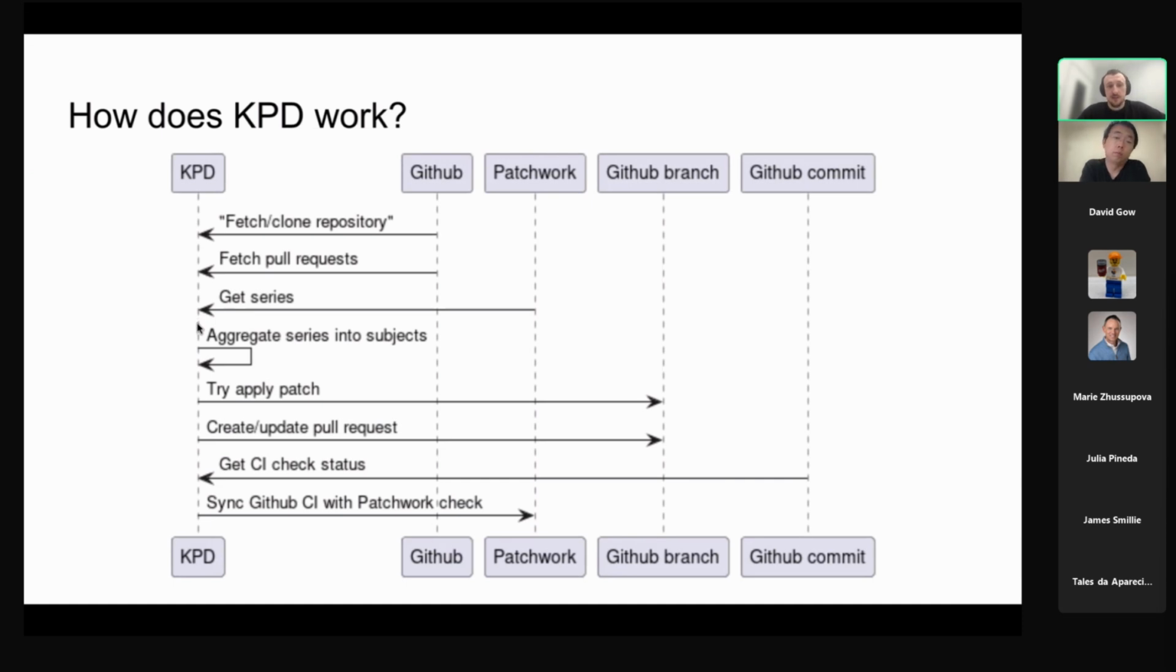Then one tricky thing that KPD is trying to do is to parse tags and parse the subject of patch series to figure out the appropriate tags, or I should say labels, for Git and for pull requests, and also to know when a new version of the patch was posted on the mailing list, so that on the GitHub side the same pull request is updated.